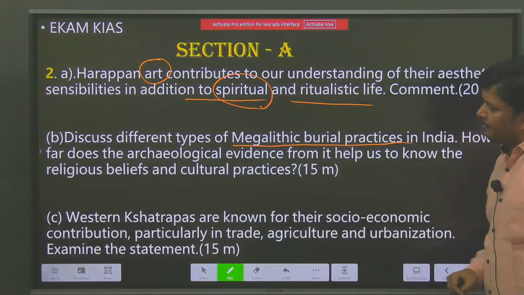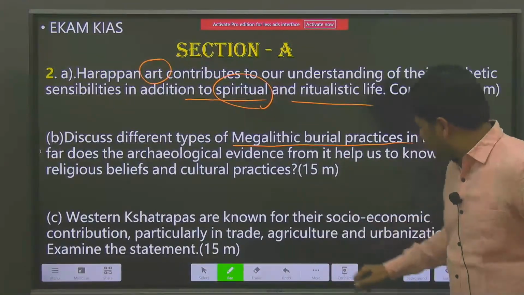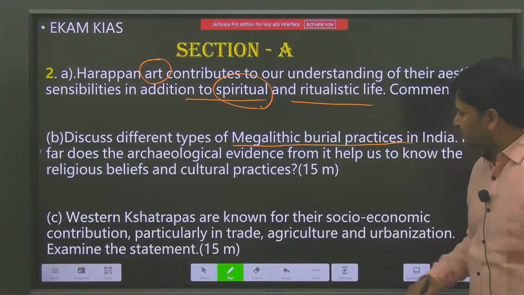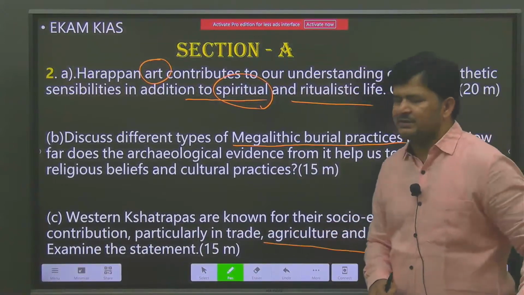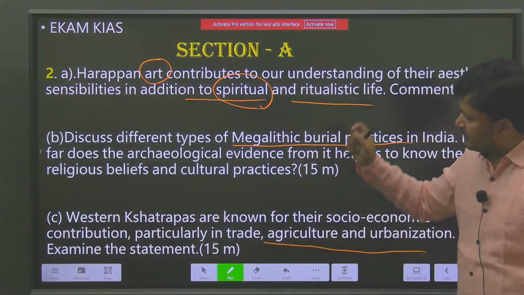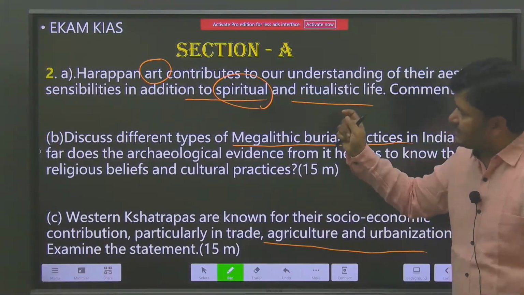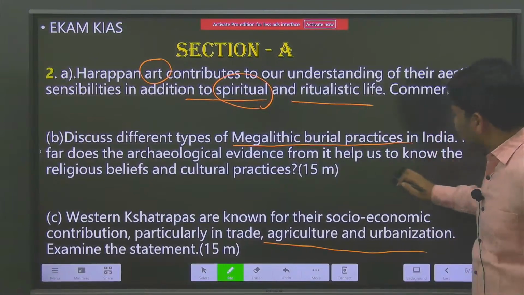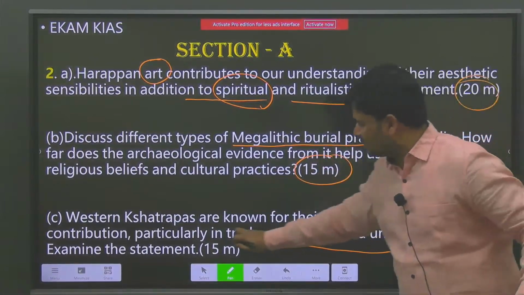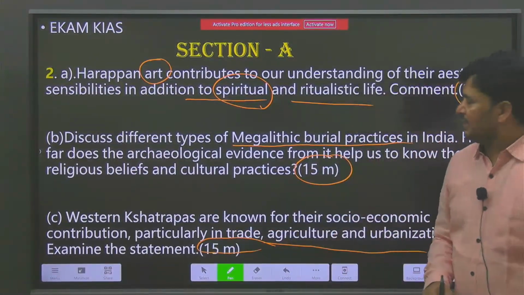The third one: Western Kshatrapas are known for their socio-economic contributions, particularly in trade, agriculture, and urbanization. Examine the statement. So in Section A, the first question carries 20 marks, the second question carries 15 marks, and the third question also carries 15 marks.